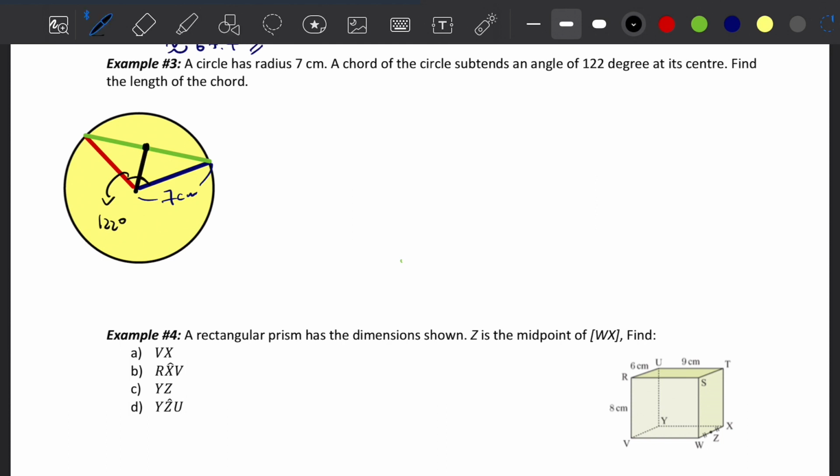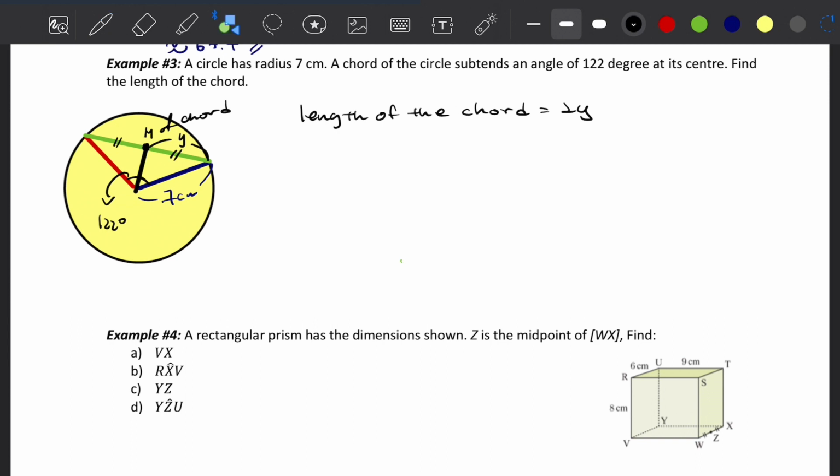Then we can say that this is the midpoint of the chord. That means the length of this part and the other part are equal to each other. If we say this half of the length is equal to y, then the length of the chord is equal to 2y. So we can first calculate the y value and multiply by 2 in order to find the full length of the chord, right?